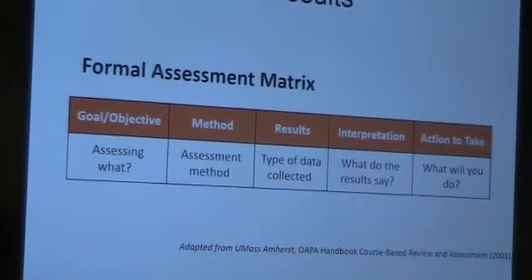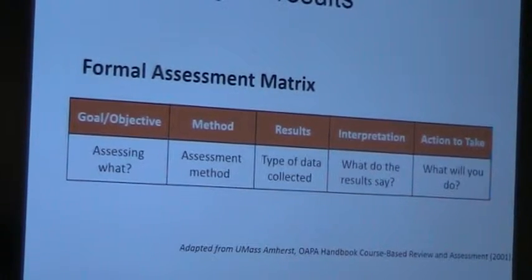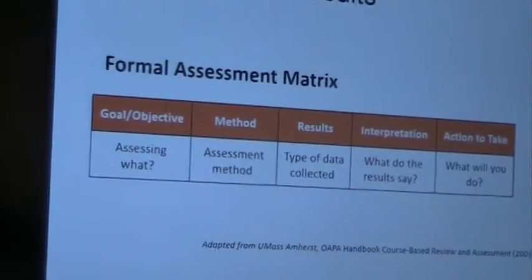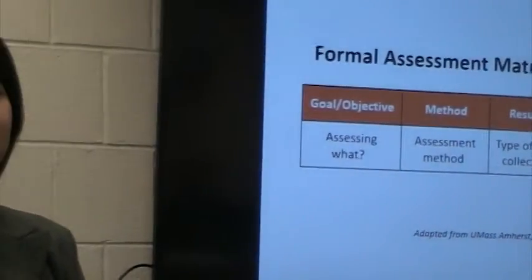It's like a research paper. In the method section, you describe what method you used and how you carried it out, and then the discussion is your interpretation: what this tells you about your course or our program. And then action to take. From the interpretation of your result, you also need to think about what you are going to do. Is there anything you're going to add to your course to improve student learning?